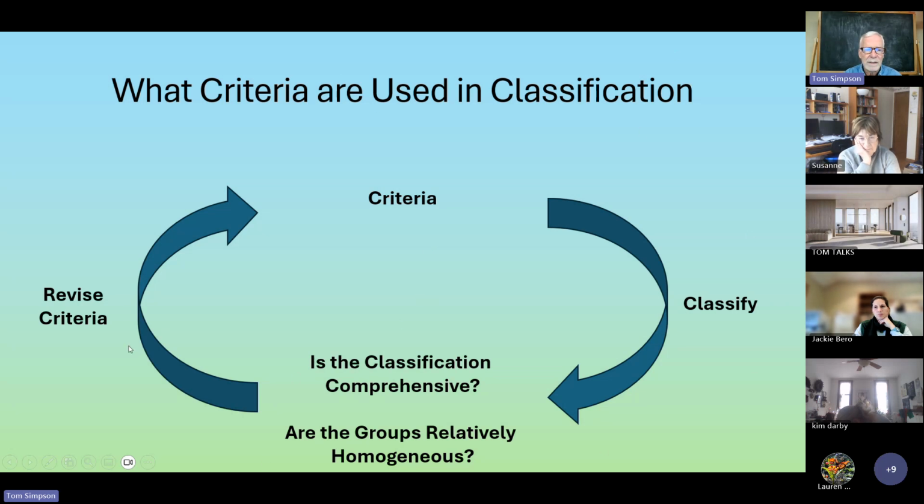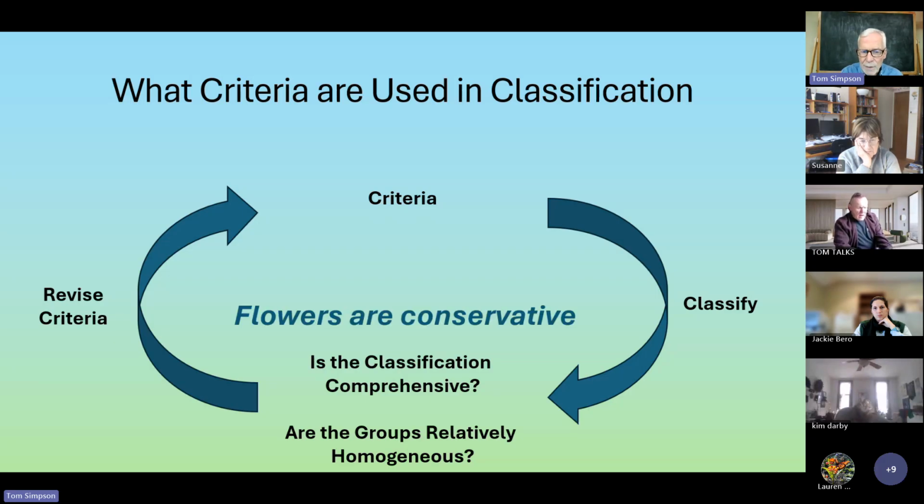This is fundamental to classification. We all do it all the time as we get in new situations and we have to order things and put them into groups in order to navigate that world and understand how we relate to the different classes. Just the basics of classification, and true of plant classification also. And flowers are very conservative, and I don't mean politically conservative. I mean conservative in the sense that they change relatively slowly in evolutionary time.